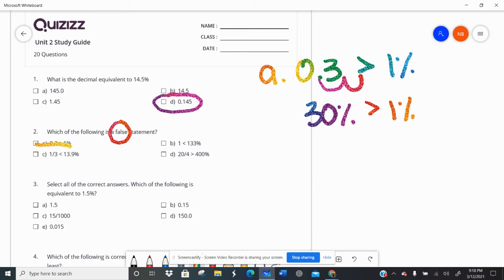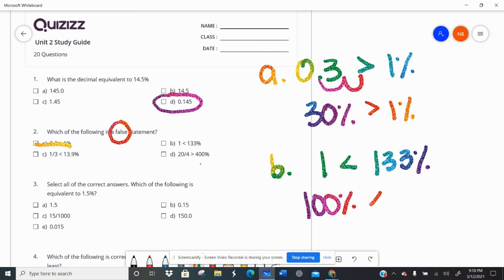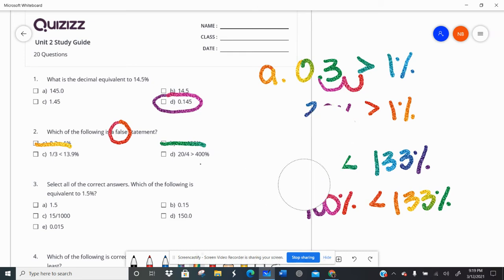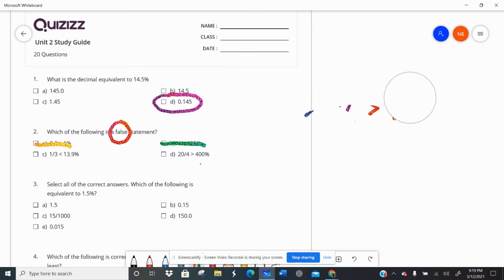It can't be my false statement because it's true. B. B says 1 is less than 133%. Well, let's put them both into percentages. If I have 1 whole, I have 100%. Is 100% less than 133%? Well, yes, that's true. So it cannot be B. So let's try C. We're going to find this false one, whether we like it or not.